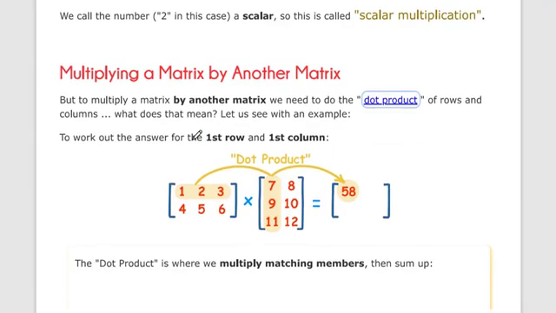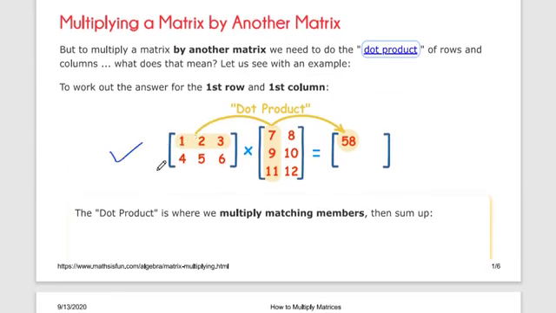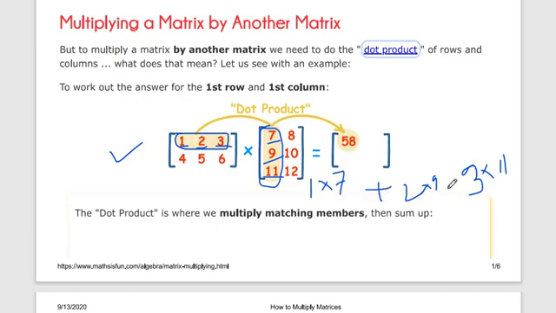Multiplication with a scalar we already know. Now let's say multiply with another matrix. So first of all we have to take the first row and first column, then multiply each element: 1 into 7, second element 2 into 9, third element 3 into 11, and make the addition of all, and this value is put as the answer in first row first column.